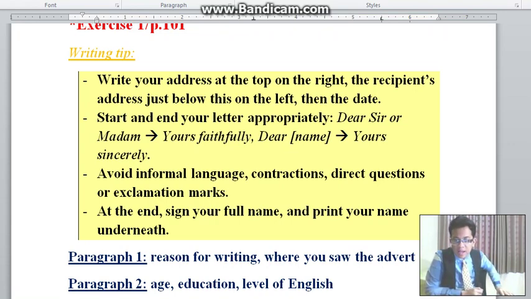Next, they say we need to avoid informal language, contractions, direct questions, or exclamation marks.